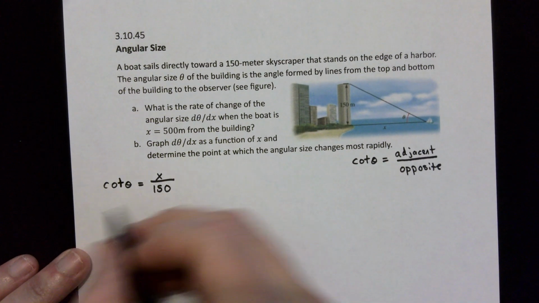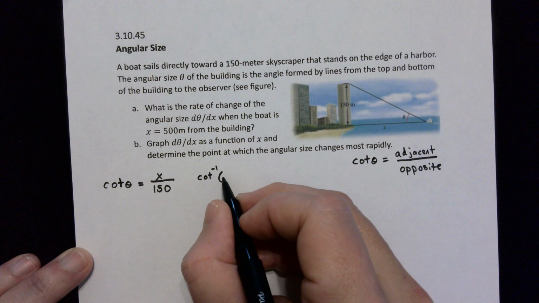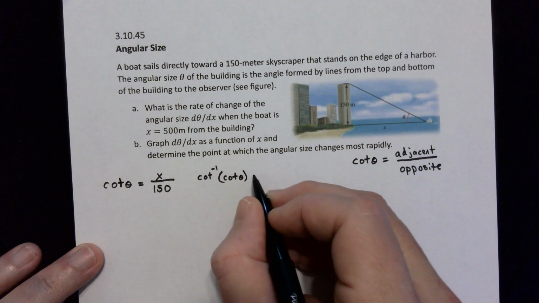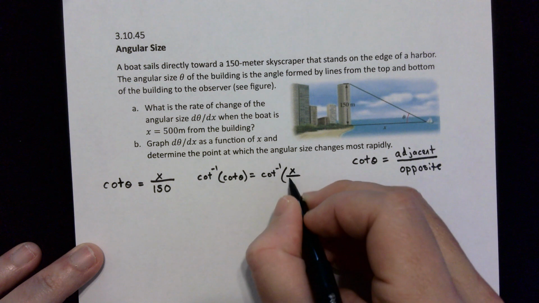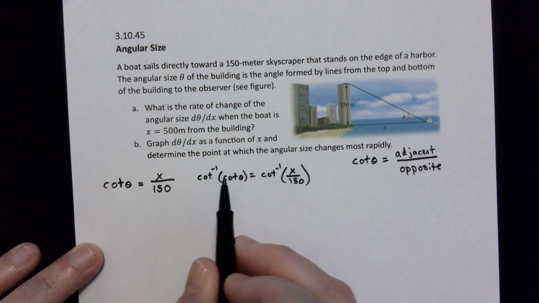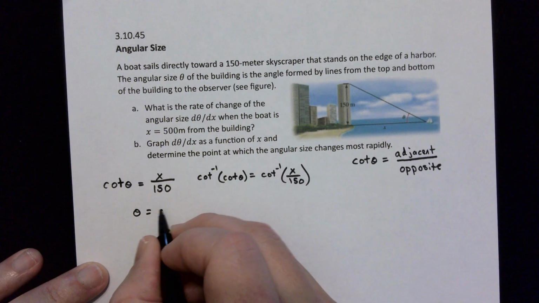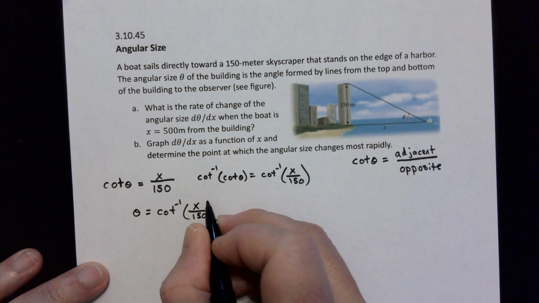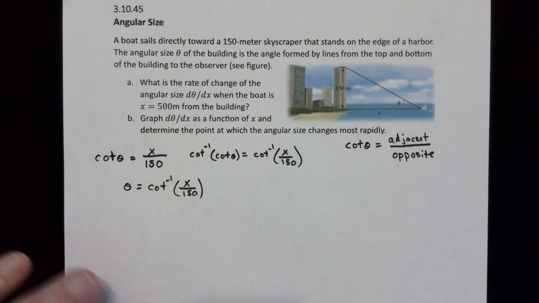So I can say that I have cotangent inverse of cotangent of theta. Okay, now we have to also do that to the other side, so it would be cotangent inverse of x over 150. Okay, now the cotangent inverse and the cotangent will cancel each other out, so we will get that theta is equal to cotangent inverse of x over 150. Okay, so now we need to figure out what the derivative of this thing is.